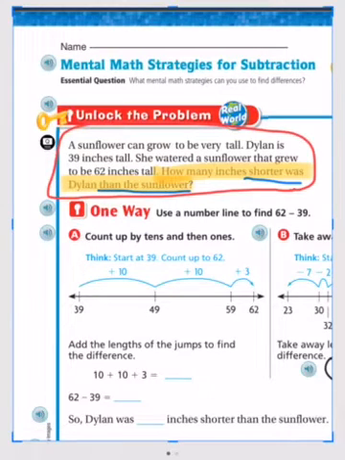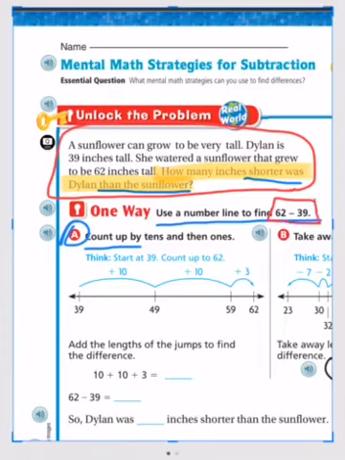Okay, but let's go back to our problem here. We are going to use a number line to find 62 minus 39. And option A, we're going to count up. Even though we're subtracting, we're going to count up by tens and then ones. So on a number line, we are focused on our two numbers here, 62 and 39. The smaller number is 39, so it gets written first. And then our bigger number is 62, and it gets written next. So we're going to make jumps and count up from 39 to 62 instead of actually subtracting.